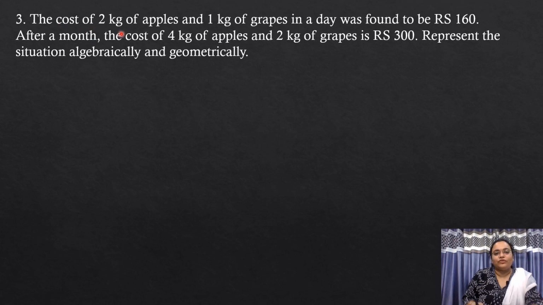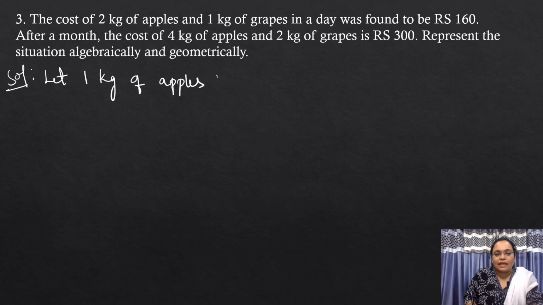The cost of 2 kgs of apples and 1 kg of grapes in a day was found to be rupees 160. After a month, the cost of 4 kgs of apples and 2 kgs of grapes is rupees 300. Represent this situation algebraically and geometrically. Let us solve the problem. Let 1 kg of apples be X and 1 kg of grapes be Y.